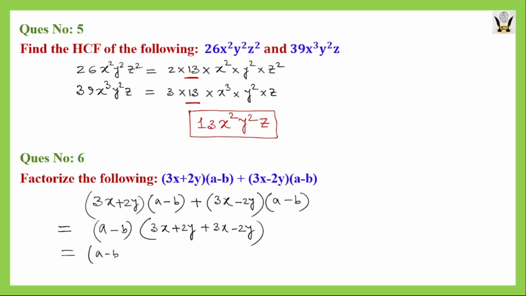A minus b will be written as it was, and then we will simplify this. Plus 2y and minus 2y will cancel each other, and what will remain in this factor or term is 6x. Finally this value will be 6x and then a minus b.